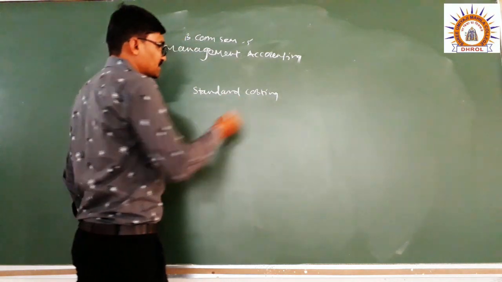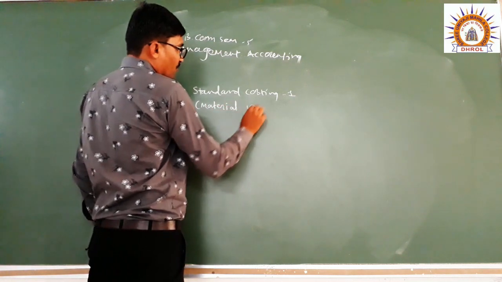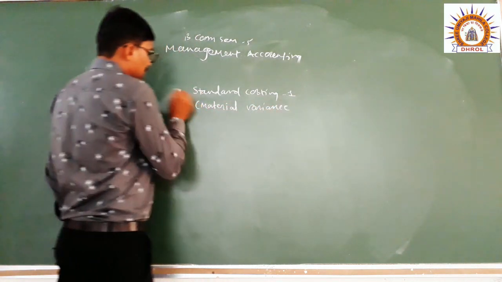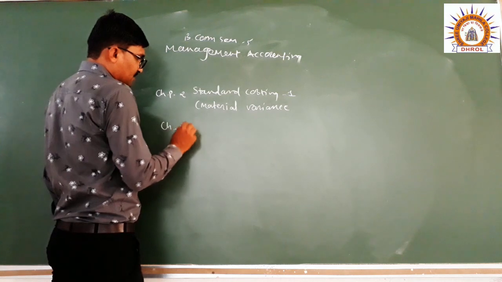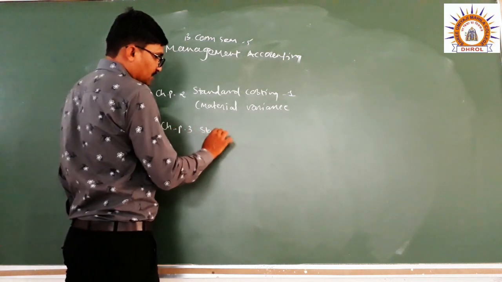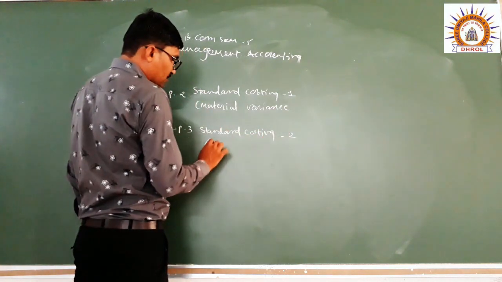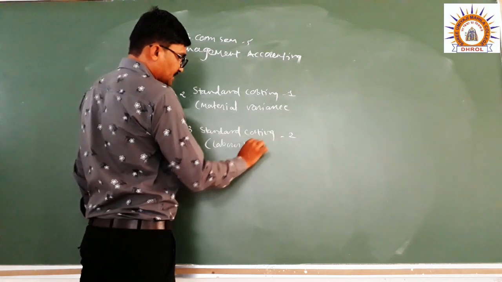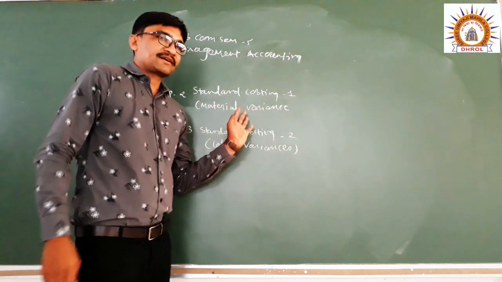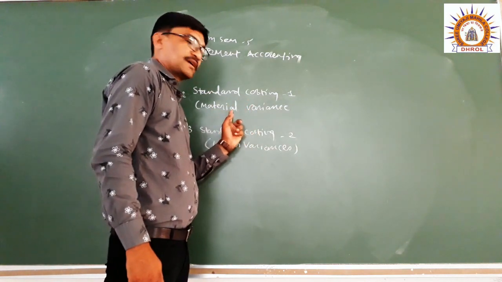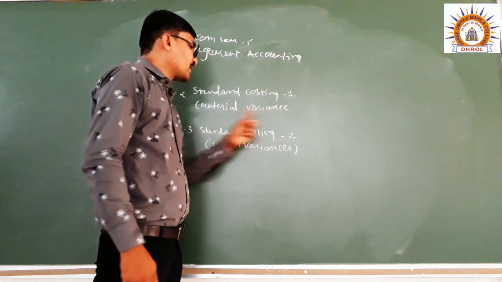This chapter is in your syllabus. Standard costing 1, material, which is called material variances. Right? This is chapter number 2. The next, chapter number 3, again standard costing 2, which is related to labor variances. The standard costing is categorized here in two ways: one is material, and second is labor. So we carry through the material variances, and the variances.